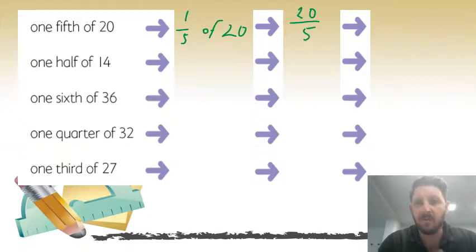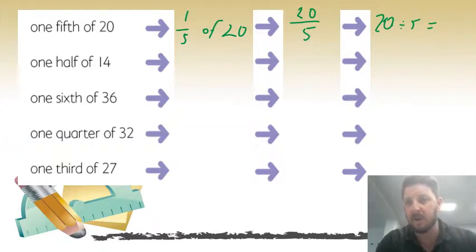Now, the line through the middle in a fraction is called the vinculum. The vinculum just means divided by. So in this case, it means 20 divided by 5. So let's write that down, 20 divided by 5. And now that becomes a lot easier to work out. So 20 divided by 5 is 4.